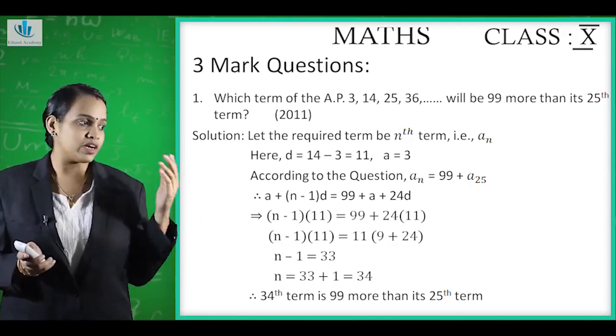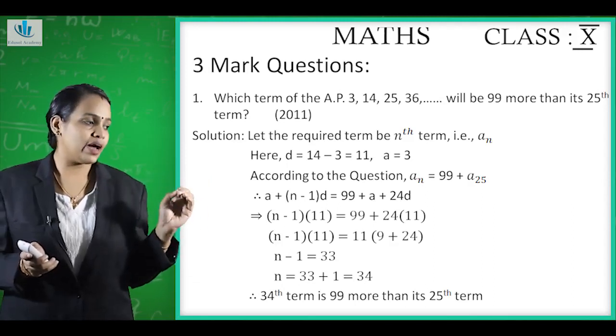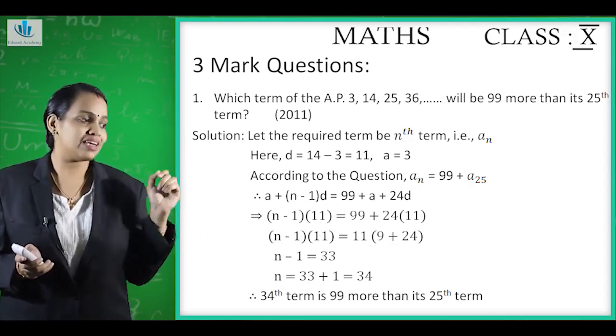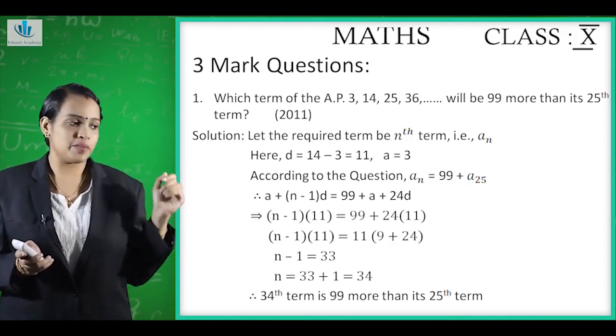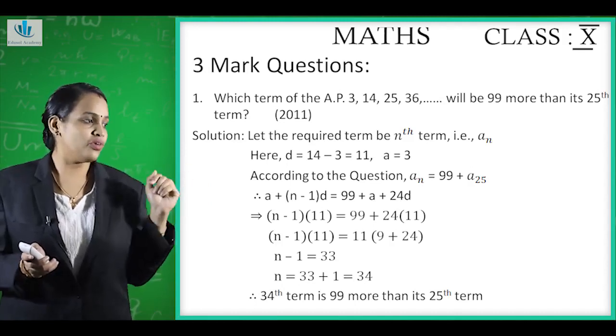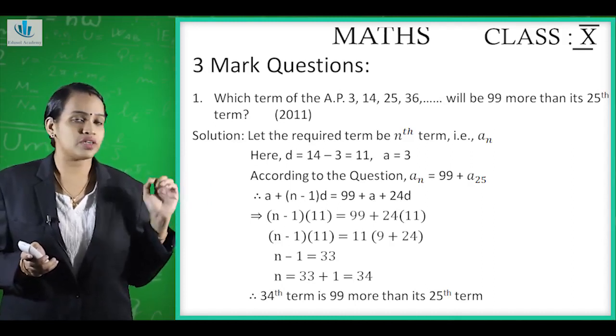Let the required term, we will take it as the nth term, that is an. Now here we have to find out the difference. d is equal to 14 minus 3, which is equal to 11. The first term, you know, a, is equal to 3. According to the question, what is said?